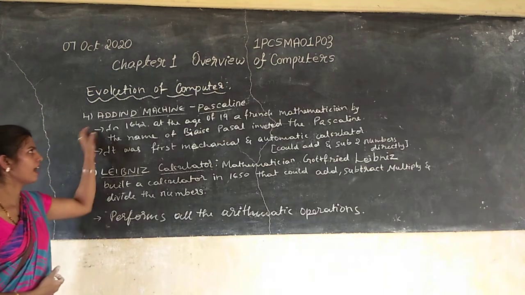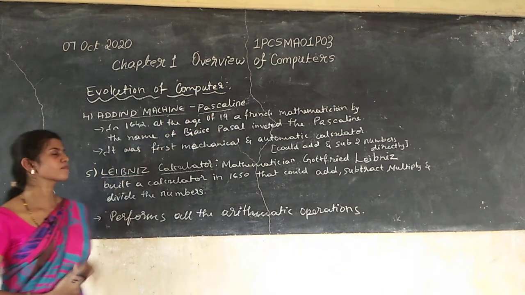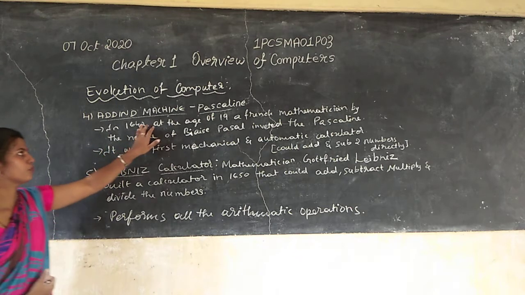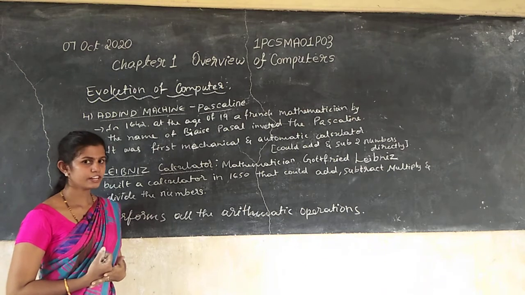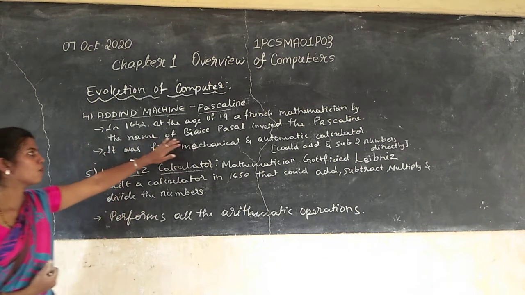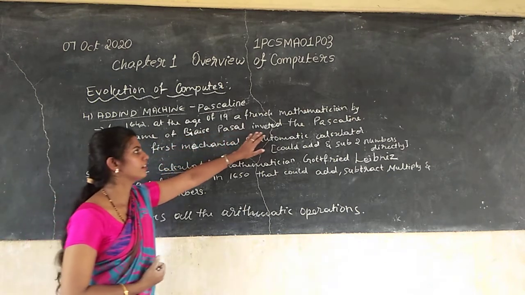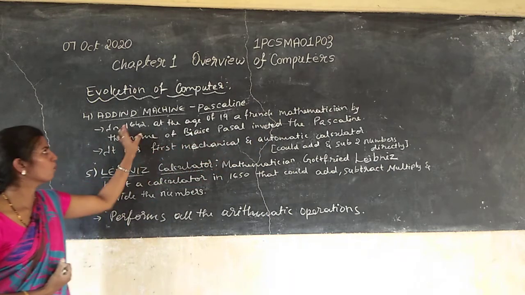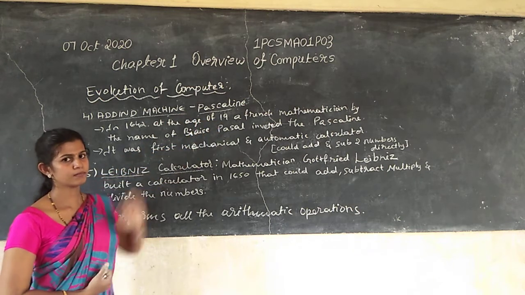Next we have the adding machine called Pascaline. So, who invented Pascaline? In 1642, at the age of 19, a French mathematician by the name of Blaise Pascal invented the Pascaline. It will be asked in the exam, who invented Pascaline, for 1 mark.